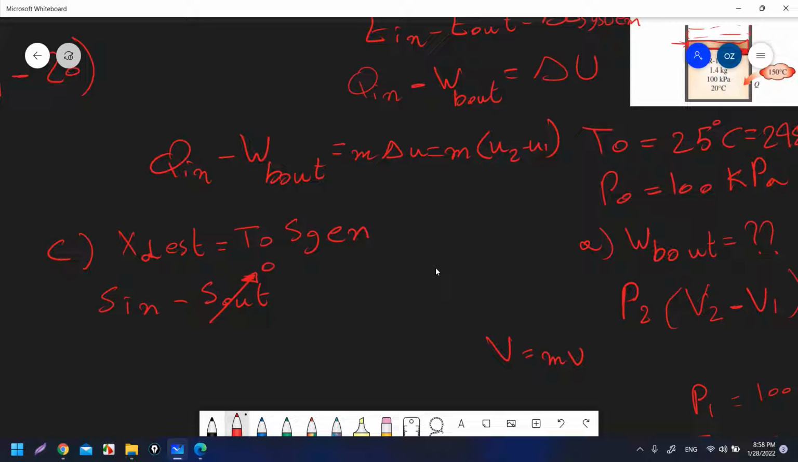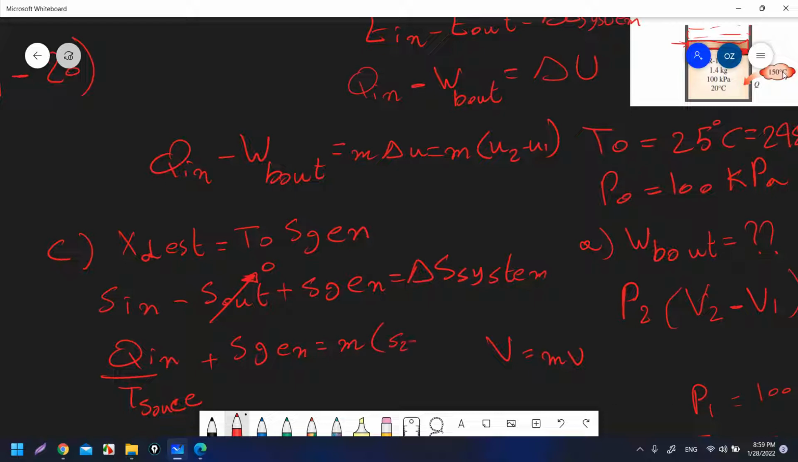But in S in, I have heat transfer in, so I will have entropy transfer in, and entropy transfer is Q over T. Q is this Qin that we want to find in part B. And for T, it is the T of the source, because the Q comes from this source. So we'll write the temperature of the source, T source, plus S generation. That is the continuation of the entropy balance. S generation equals delta S system, which we usually write per unit mass and multiply by the mass: m (s2 minus s1).